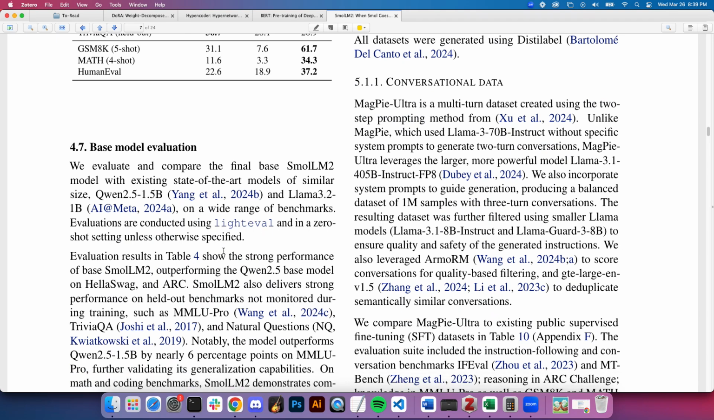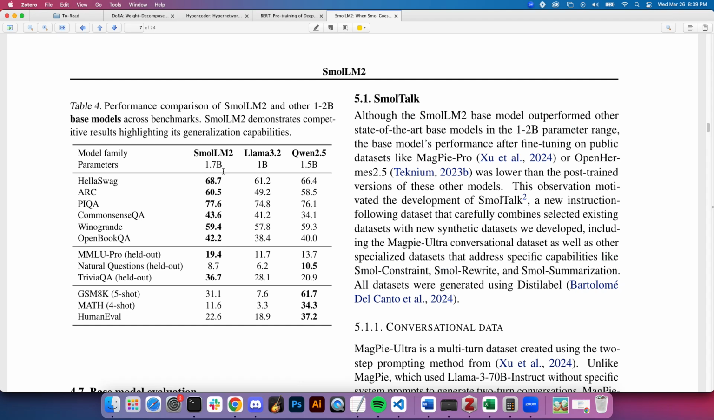Table 4. So I think it's this one. And SmolLM2 is leading the way, except for Natural Questions. GSM-8K, math, HumanEval. Wow, that's amazing. Qwen 2.5. Wow. So double, triple on math, and almost double. So anyways, that's pretty impressive.